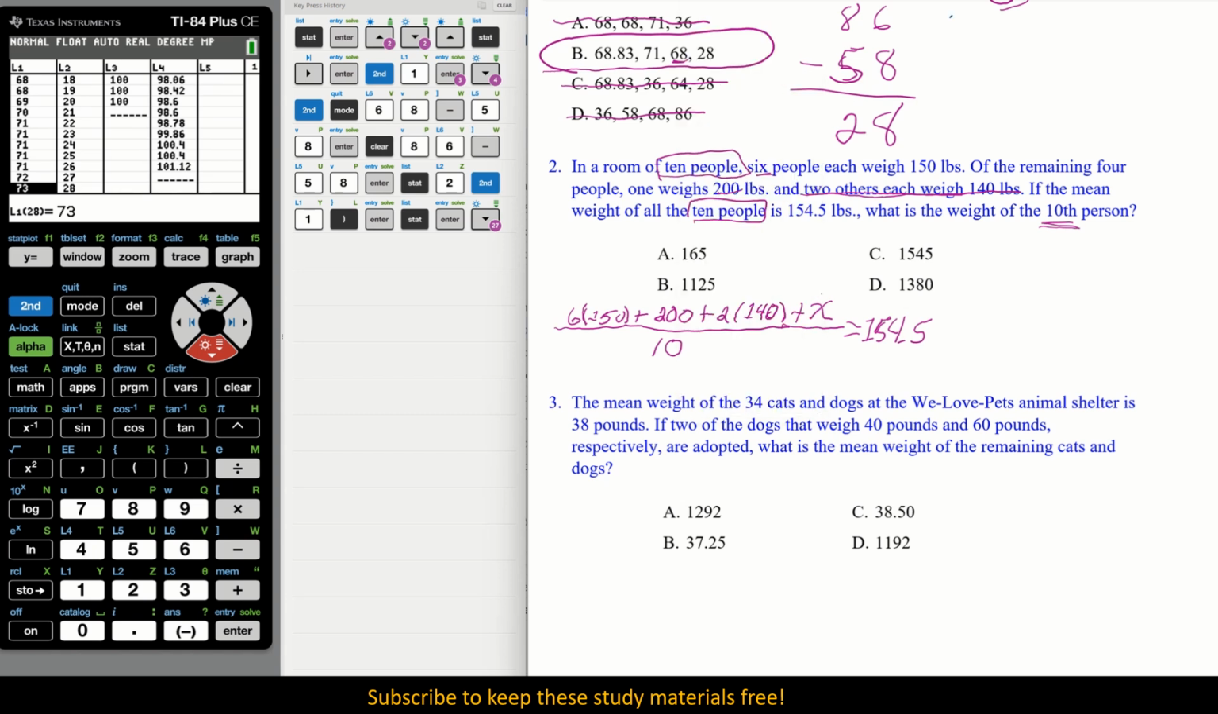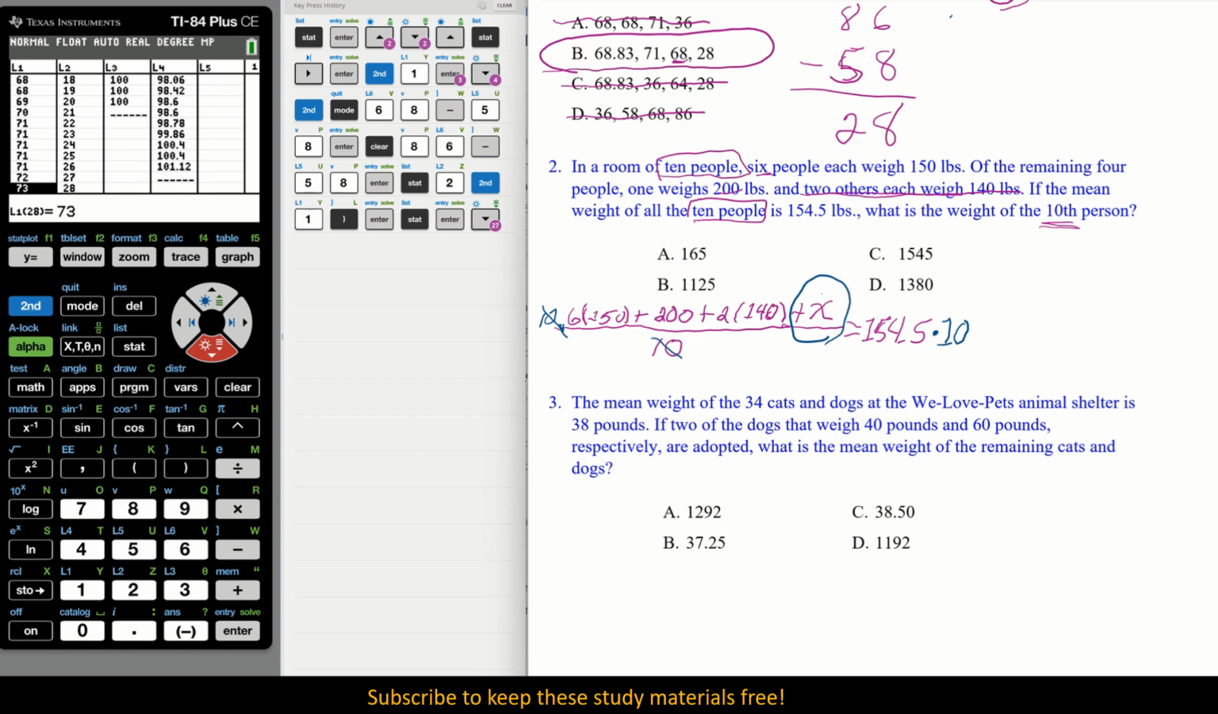All right, so what we need to do first is divide both sides by 10. Okay, I mean, not divide, multiply to get rid of the division of 10. So if we multiply both sides by 10, what are we doing? We're eliminating that. We're canceling it out. Now, remember, the name of the game is to get this X right here, okay, the 10th person.